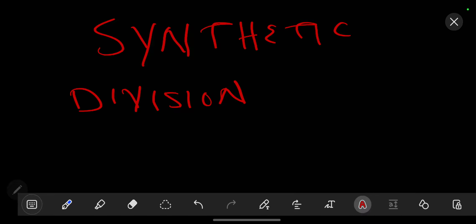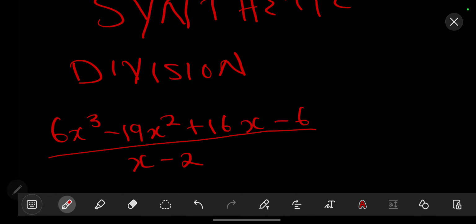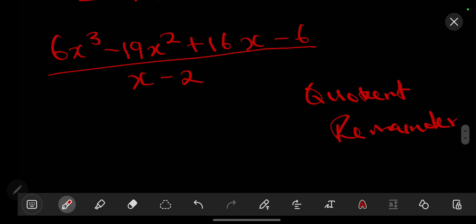So here today we are going to be looking at synthetic division. So how do you go about synthetic division? Let's say you have a question that looks like this. So let's say we are required to find the quotient. The quotient is simply the number that we get after we divide, and also we are required, let's say, to find the remainder. So how do we use synthetic division?